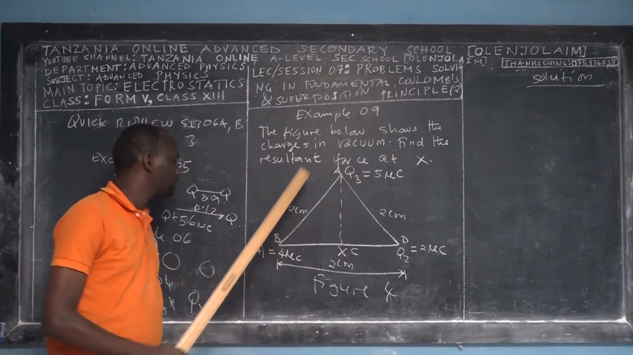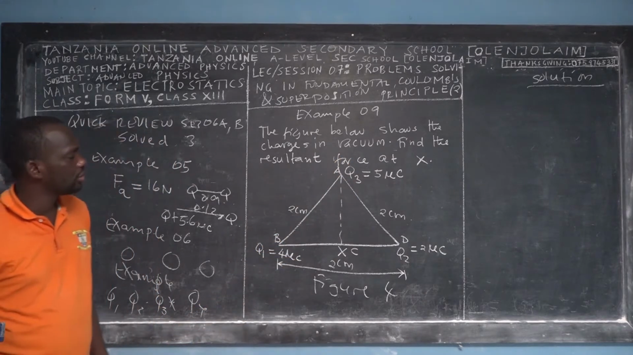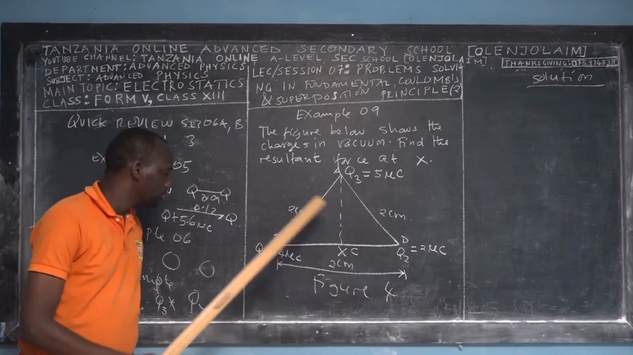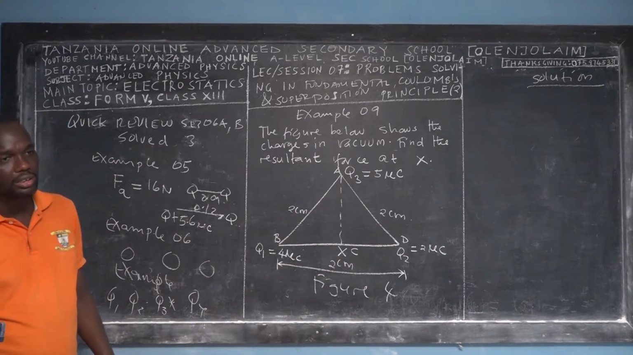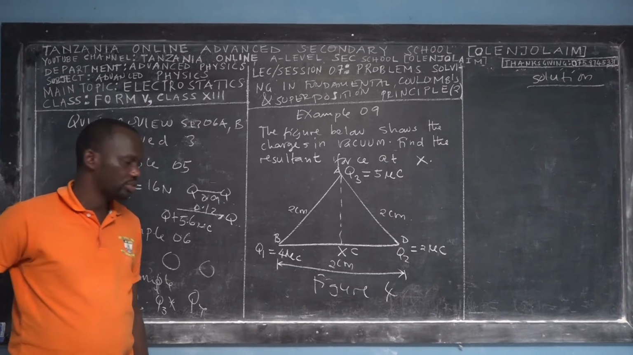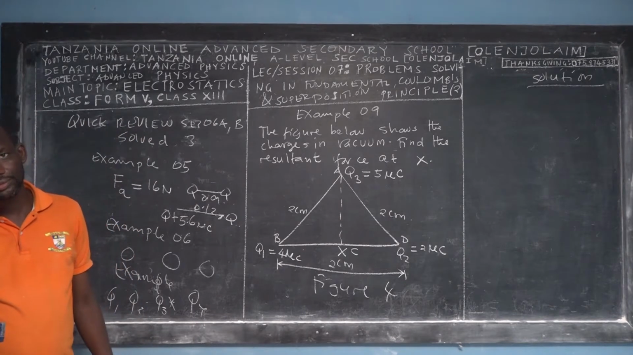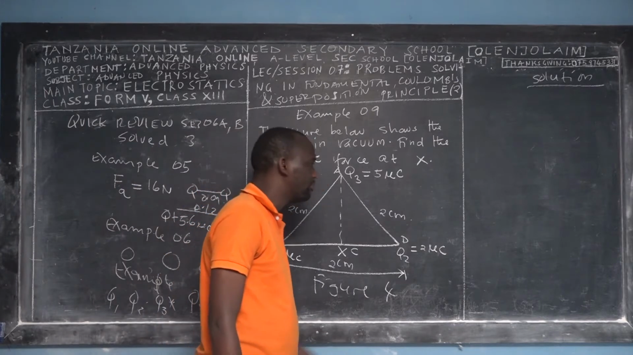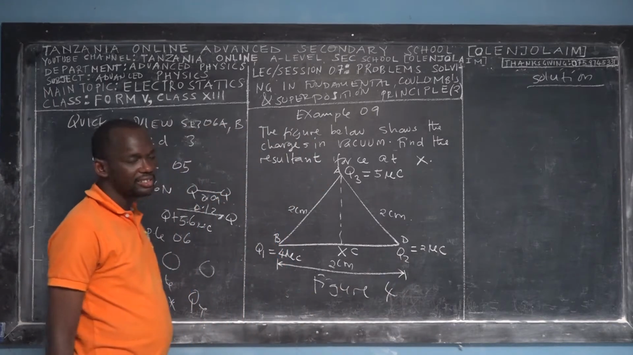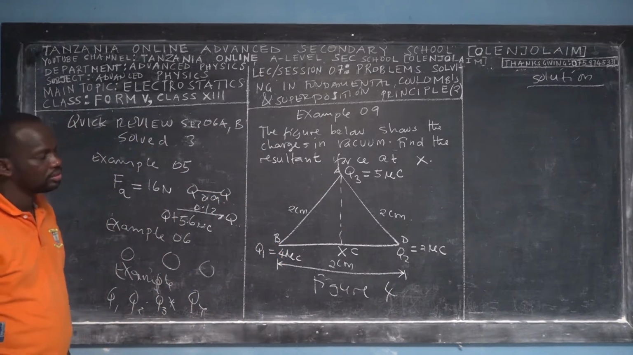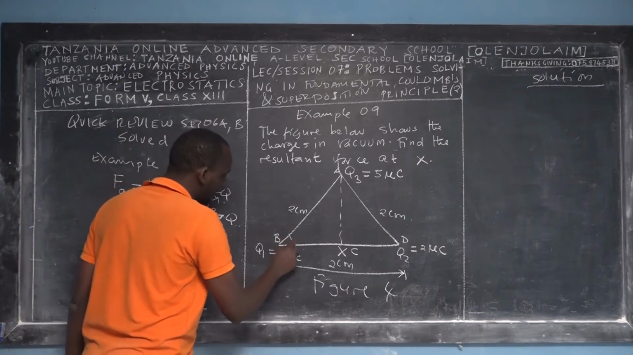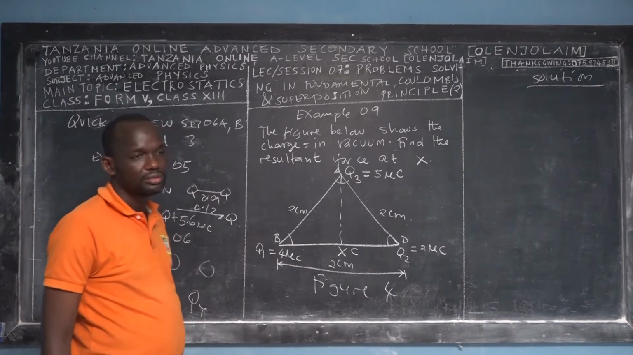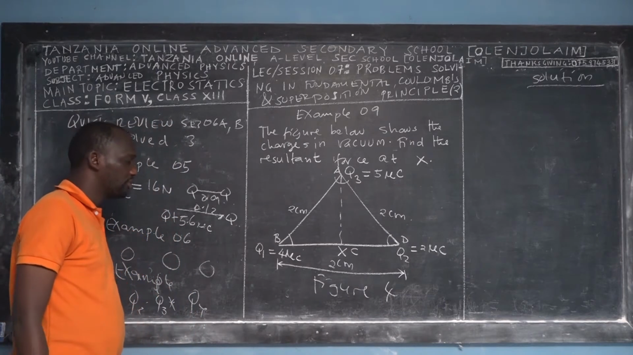The distance between Q2 and Q1 is 2 centimeter, Q3 and Q2 is 2 centimeter, and Q2 and Q1 is 2 centimeter, and this is an equilateral triangle. You might think about resolving components, but that is another complication. Simply know that the angles are equal because it's an equilateral triangle. So you have to follow steps.